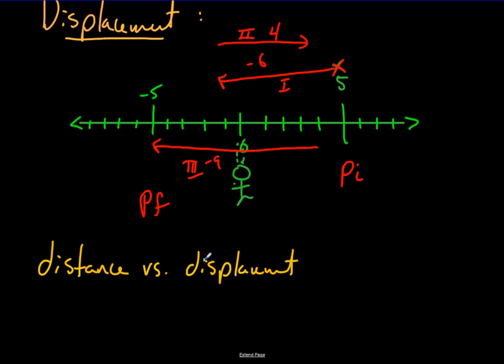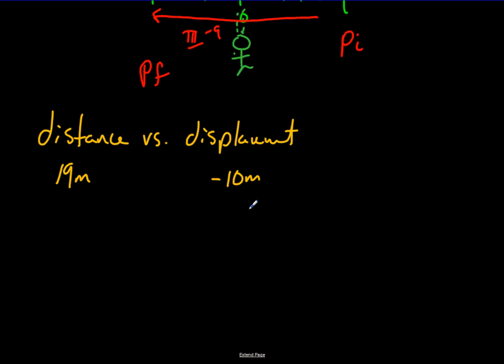So let's look at this bunny and distinguish between distance versus displacement. Distance is what we're all familiar with. Distance doesn't care about negative and positive, so it went 6 plus 4 plus 9. 6 plus 4 is 10, plus 9 is 19. The bunny covered 19 meters, but its displacement is simply the difference between its initial position and its final position. So what's its total displacement? Right, -10 meters. The bunny's in the same spot.